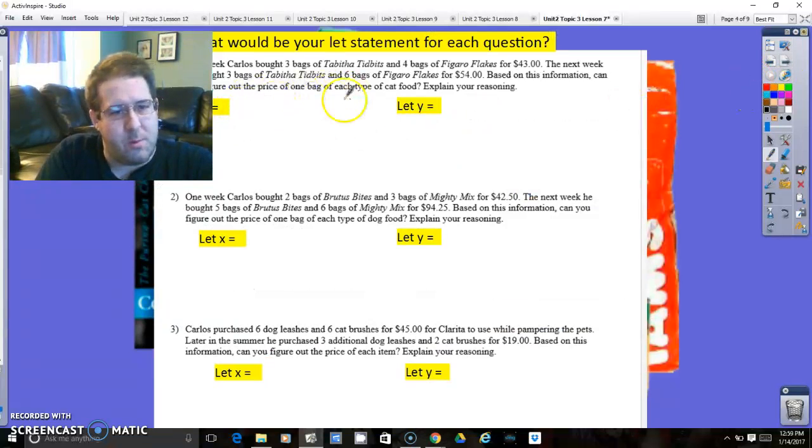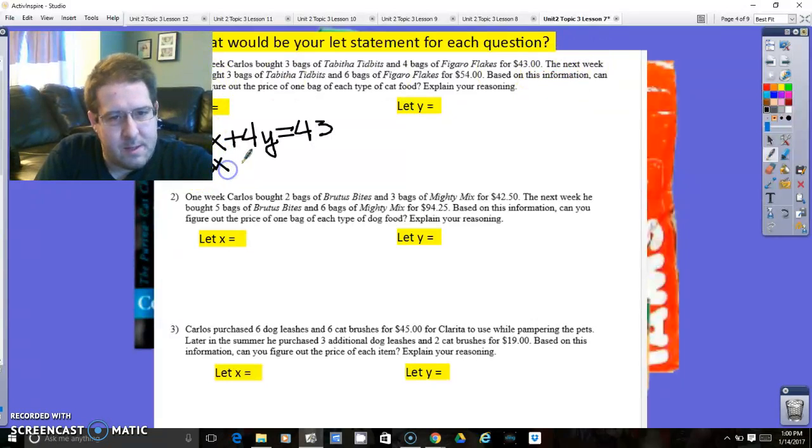So the first thing you do normally is you would write a let statement. Now, to save a little bit of time, I'm not going to write this in here, but we're going to make X represent Tabitha Tidbits and Y represent Figaro Flakes. So that means 3 times X plus 4 times Y equals $43. And then the next week he buys 3 bags of Tabitha Tidbits plus 6 bags of Figaro Flakes, and that equaled $54.